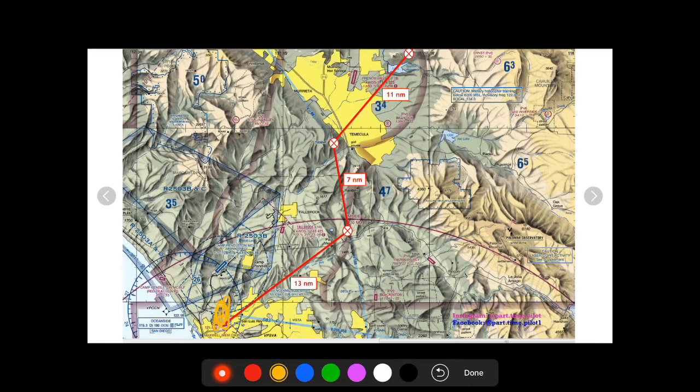We'll take off over here, go to our first checkpoint, intercept an airway here, go up, and then go back to the northeast, trying to avoid these mountains over here. So those are our first 3 checkpoints.